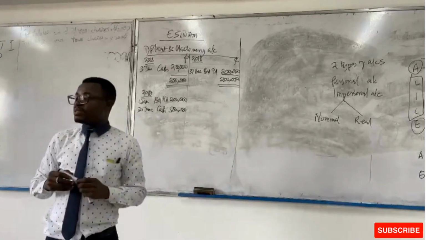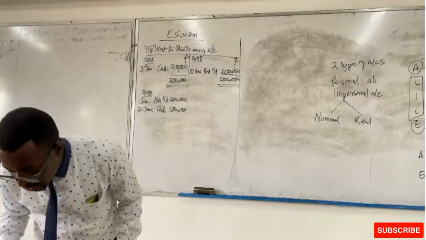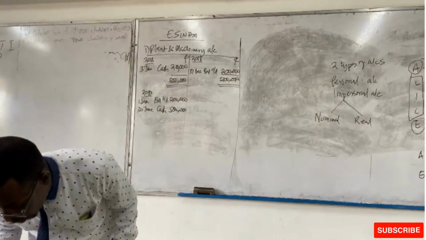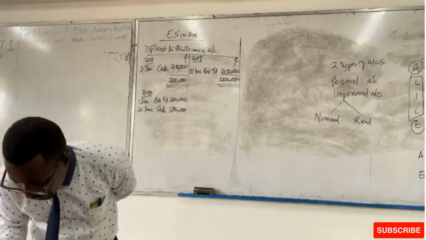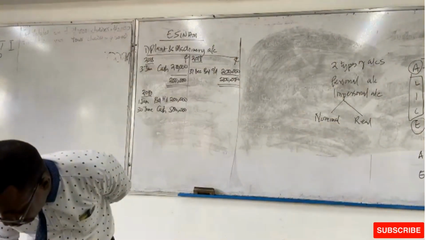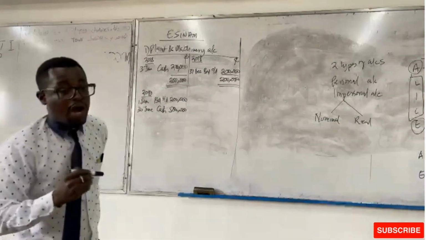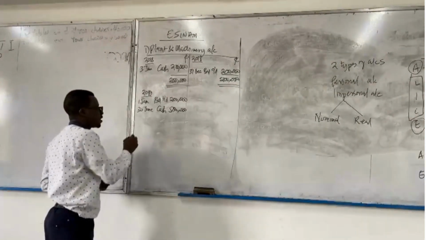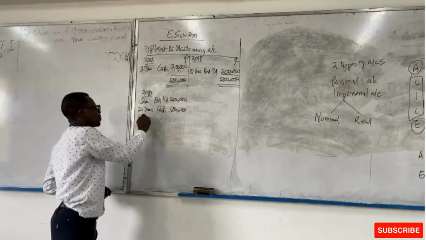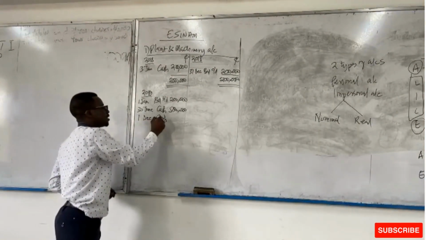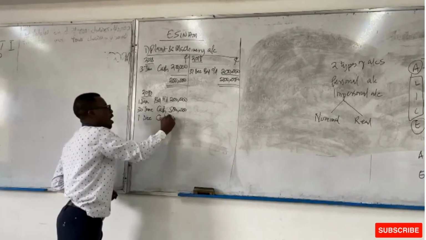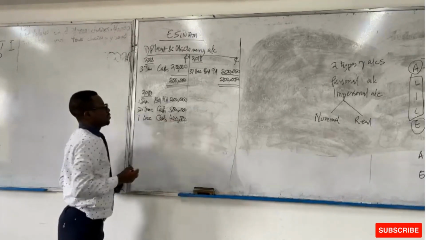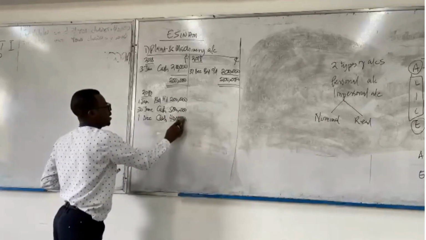Was there any other purchase made in 2019? Yes. Okay, so the third item, 1st December 2019, purchase plant and machinery for 400,000. So 1st December, again, cash. How much? 400,000 for 1st December.